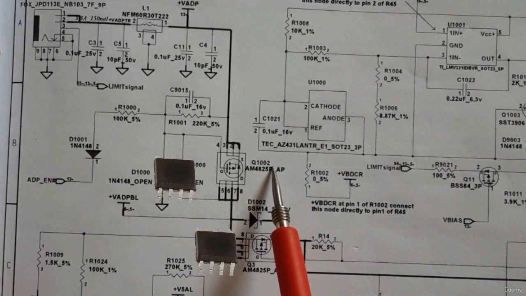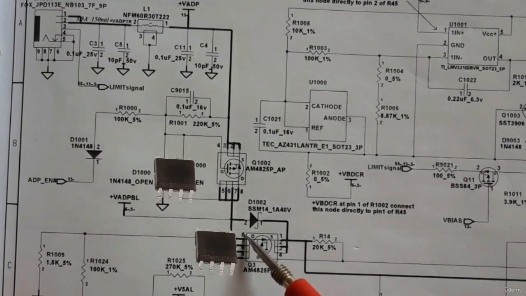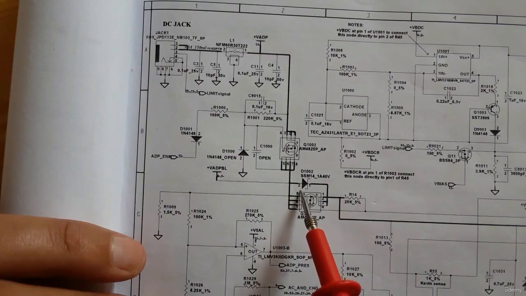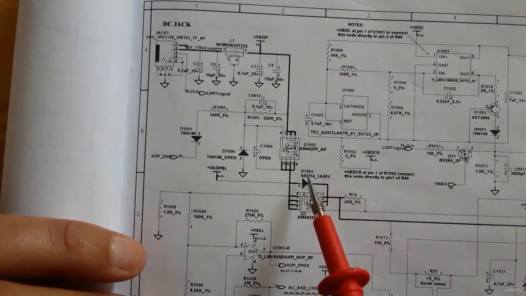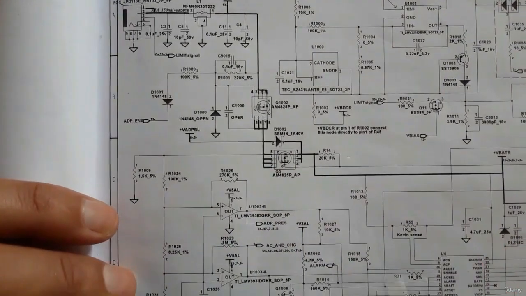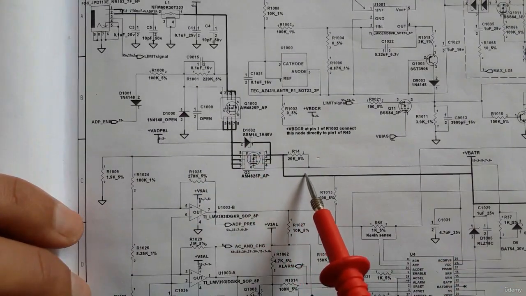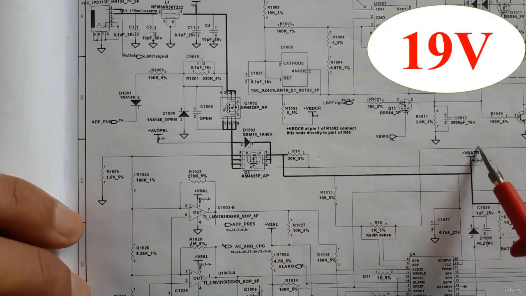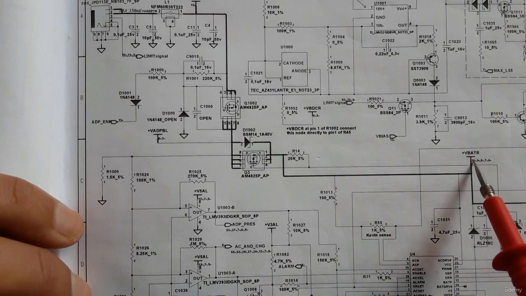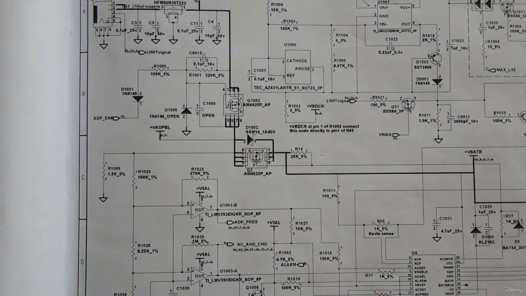The second MOSFET is Q3. Here we have the drain and here the source. This is a diode, D1002. The anode of the diode is connected to the drain and the cathode is connected to the source of the second MOSFET. After that, the voltage goes directly and we get VBAT at this point. This VBAT will be distributed to the whole motherboard. I will show you these components on the motherboard.